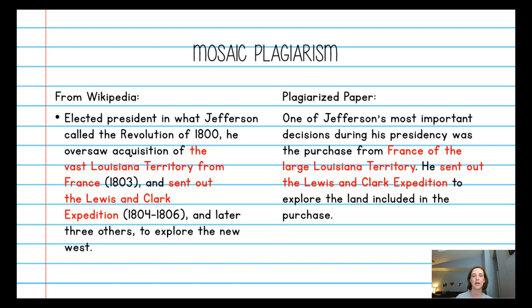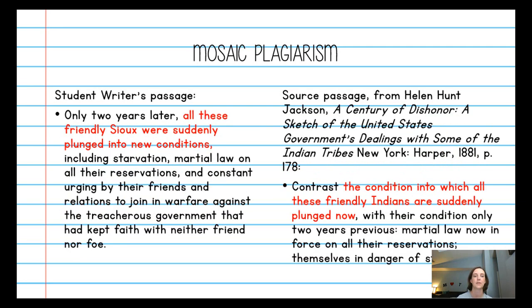You'll notice that on the left it says the vast Louisiana Territory from France and sent out the Lewis and Clark expedition. On the right it says France of the large Louisiana territory, so we just subbed out large for vast but kept the structure. And then he sent out the Lewis and Clark expedition. So again, this is very similar. We haven't changed a lot of the structure, a lot of the words are the same. So this would be mosaic plagiarism.